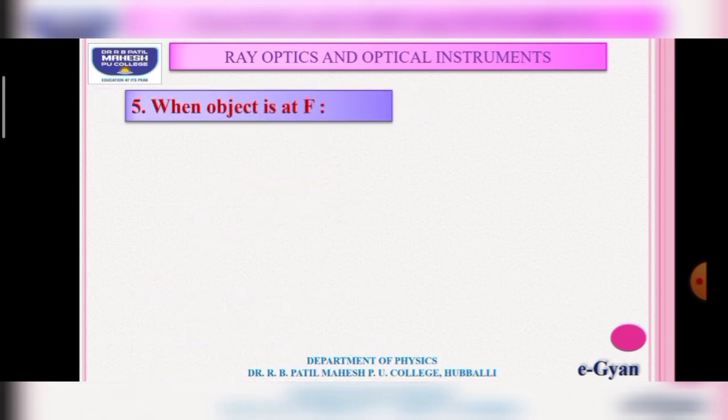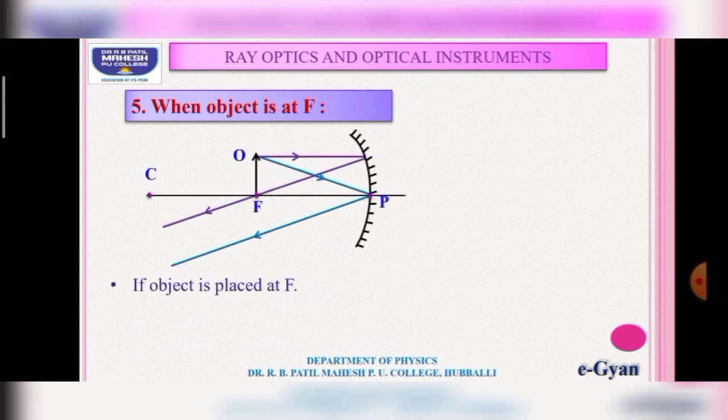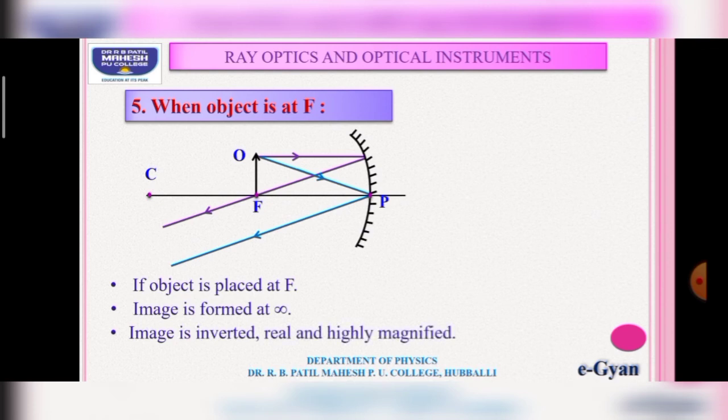When the object is placed at F, if the object is placed at principal focus, the image is formed at infinity. The image is inverted, real and highly magnified. It will be very large.